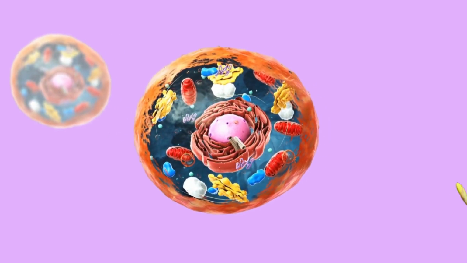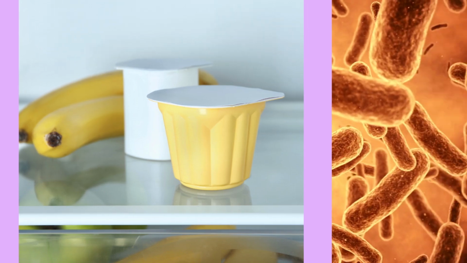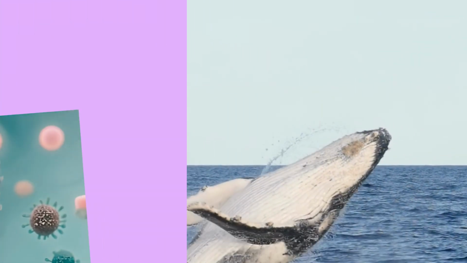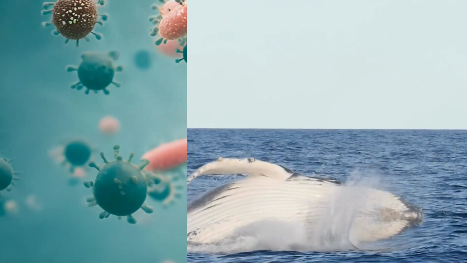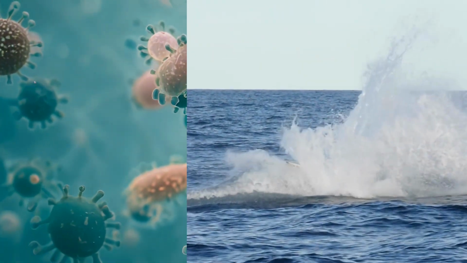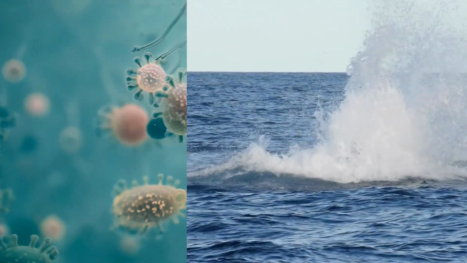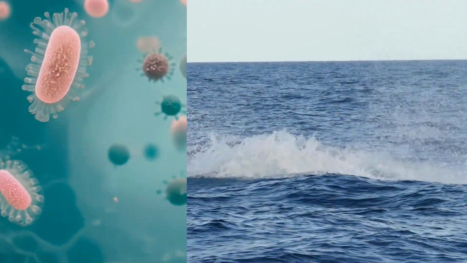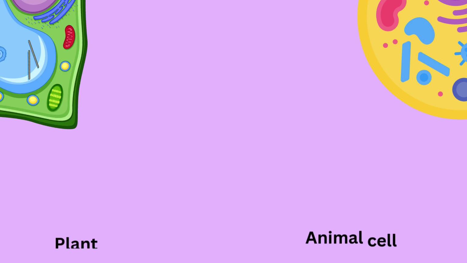Let's continue with the building blocks of life. Cells. Remember that all living organisms are made of cells. Even that yogurt in your fridge. Thanks, bacteria. From the tiniest bacteria to the largest whale, microorganisms are typically single-celled, while complex organisms like us are made of billions of cells working together.